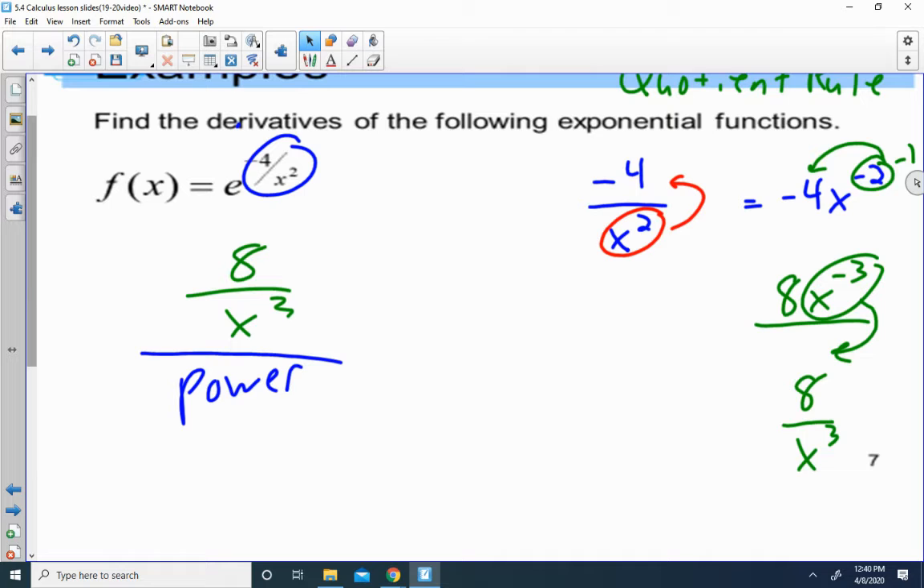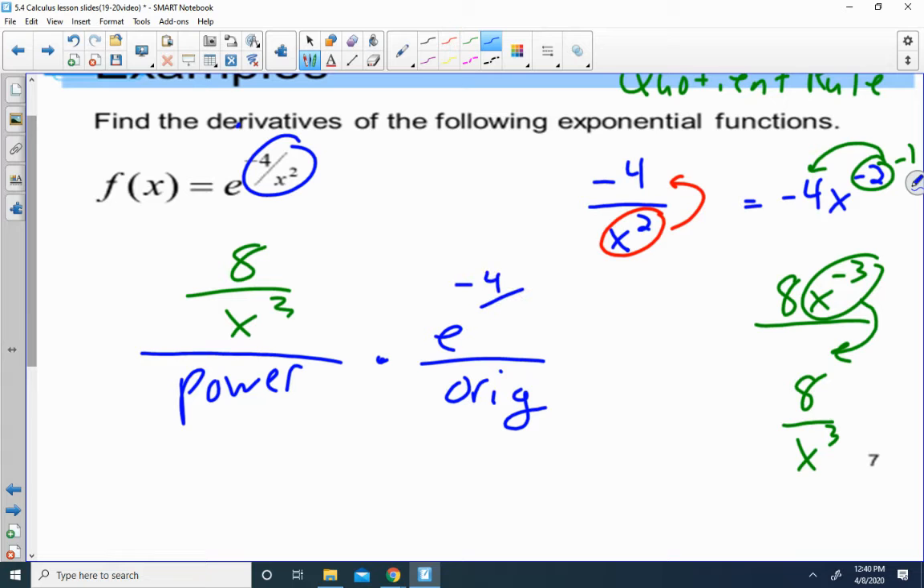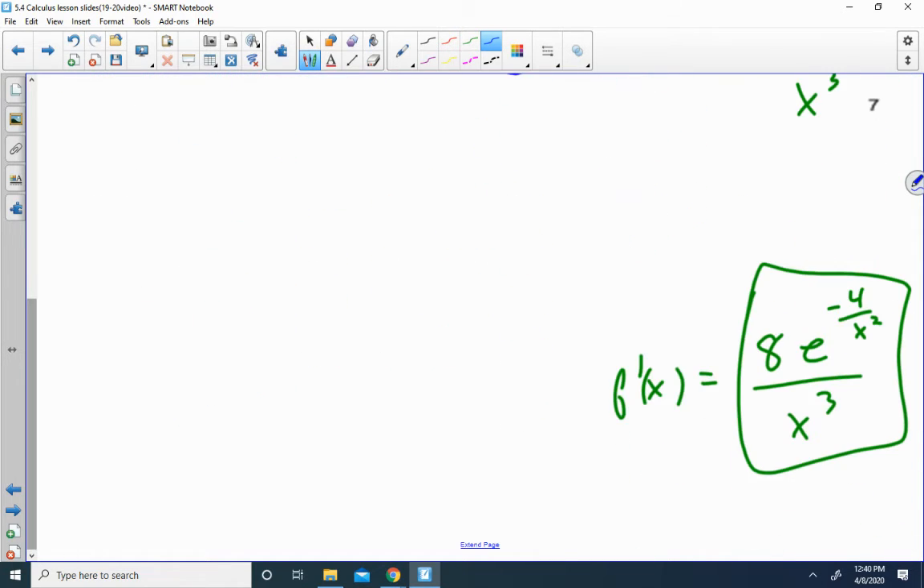That would have totally worked as well. And then if you multiply that by the original, which is e to the negative 4 over x squared, if you multiply those two together, you'll see that you still get the same answer.